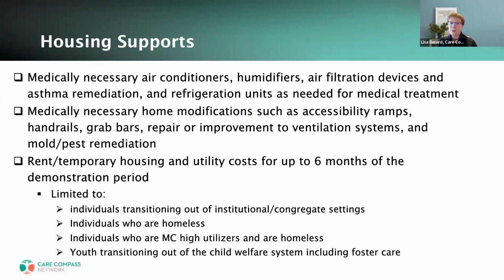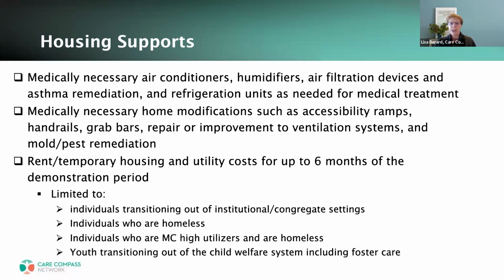For housing supports, we had some of these services during the DSRIP days. Medically necessary air conditioners, humidifiers, air filtration, asthma remediation, basically anything that makes the home environment more appropriate for medical treatment and the health and well-being of the individual. Home modifications that are medically necessary: ramps, grab bars, improvement to ventilation systems, but also mold and pest remediation.